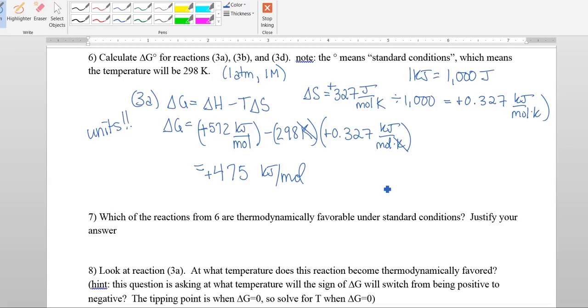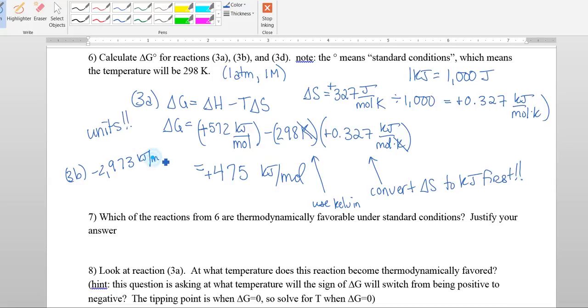It is very important that you convert your delta S values to kilojoules first. This is a big rule of thumb with this calculation, and with the temperature you need to use Kelvin. You also need to be careful with sign, like I started out having my sign backwards. So that is the answer for 3A, and when you solve for 3B, you're going to do the same process. For 3B, you should get negative 2,973. And for 3D, you get negative 1423 kilojoules per mole.